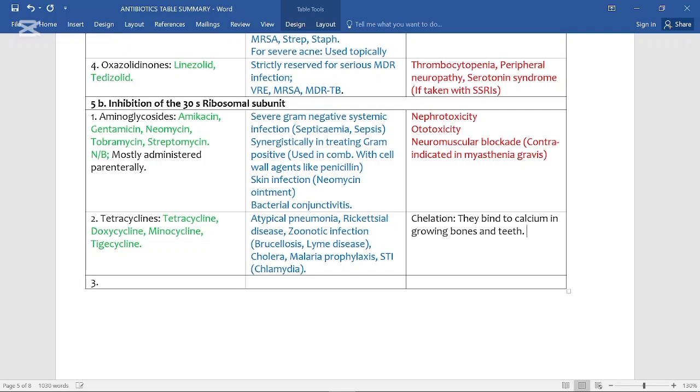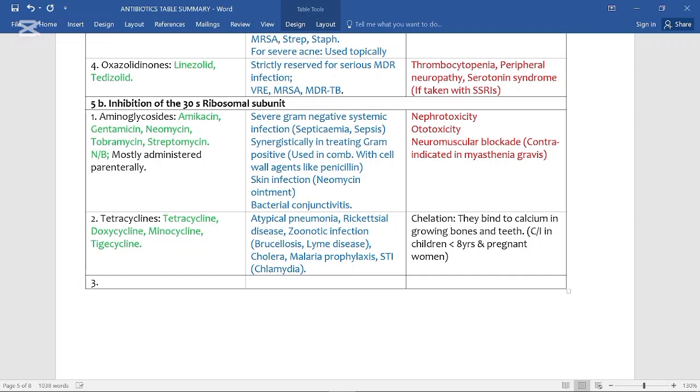And that's why it's majorly contraindicated in children less than 8 years, and also pregnant women, because these are growing populations. Pregnant women have a fetus that is growing, and the children are still growing, and this drug may bind to the calcium that is very essential in the bones and in the teeth.